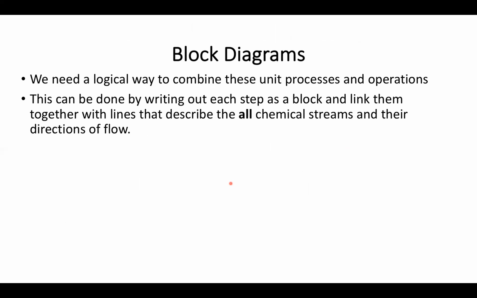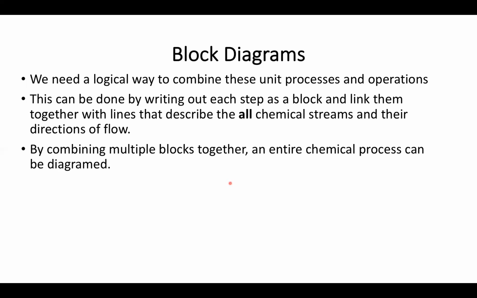And then I link these together with lines that, and over those lines describe all of the components in the chemical stream and the direction of flow of that stream. And so when I do this, I can combine multiple blocks together and build up an entire chemical process. Now, this is a little bit kind of obscure, so let's work through a real example. So here's a good and fairly simple one.